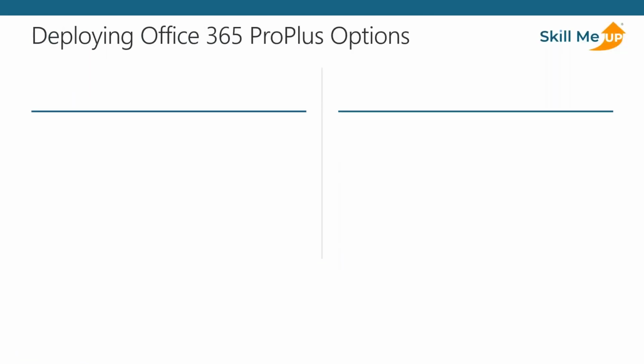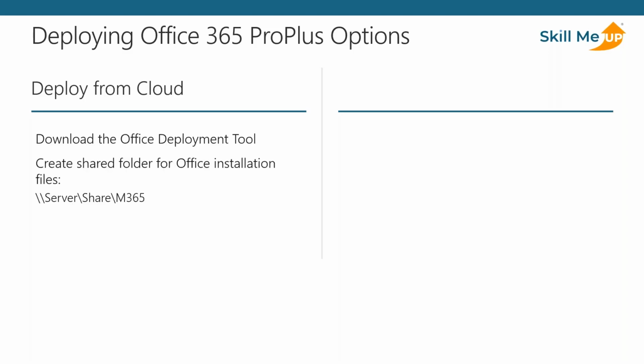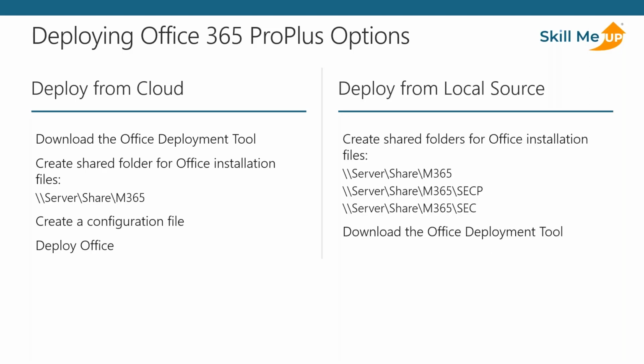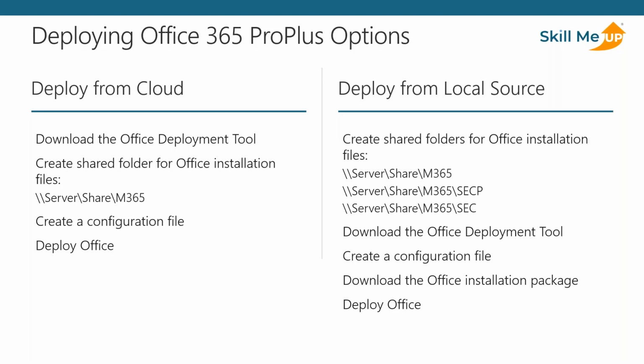Once we've ironed out all of our bandwidth issues and we have the tenant configured and everything's good to go, one of the most critical things that comes next is deploying Office 365 Pro Plus. So deploying Microsoft 365 apps can be done in two different approaches. The first one is to deploy from the cloud, and the second is to deploy from a local source.